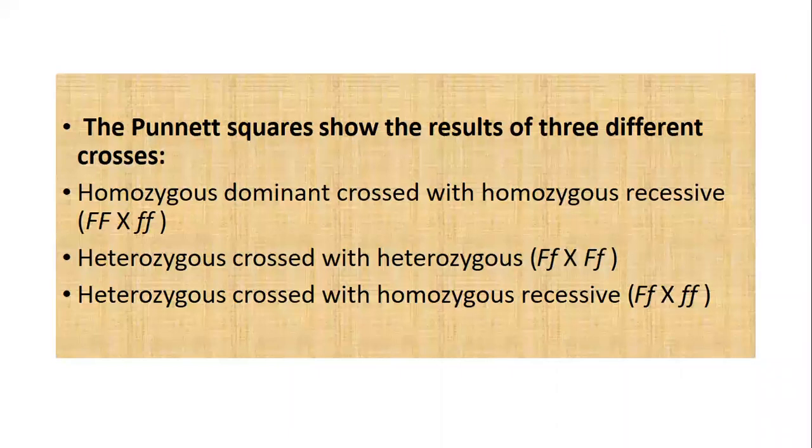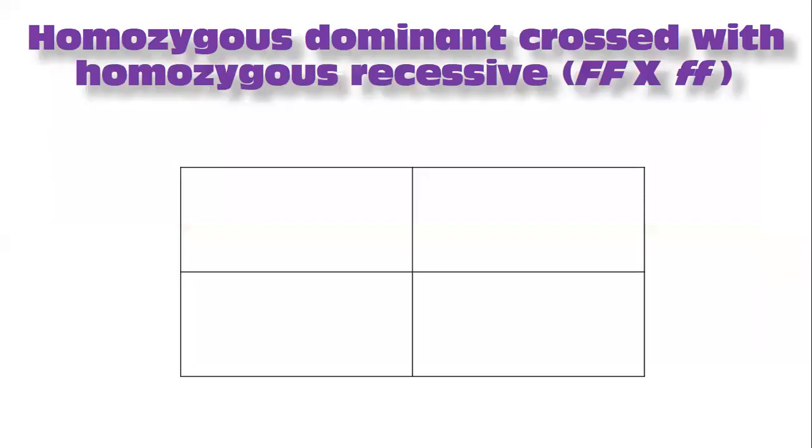Let's take some examples, like the cross between homozygous dominant crossed with homozygous recessive, heterozygous crossed with heterozygous, and heterozygous crossed with homozygous recessive. The first example: the homozygous dominant crossed with homozygous recessive.